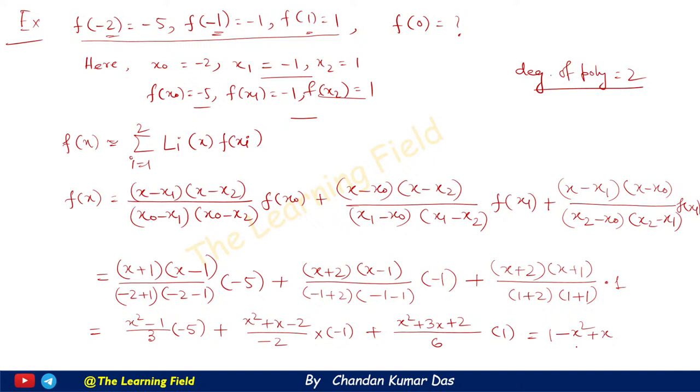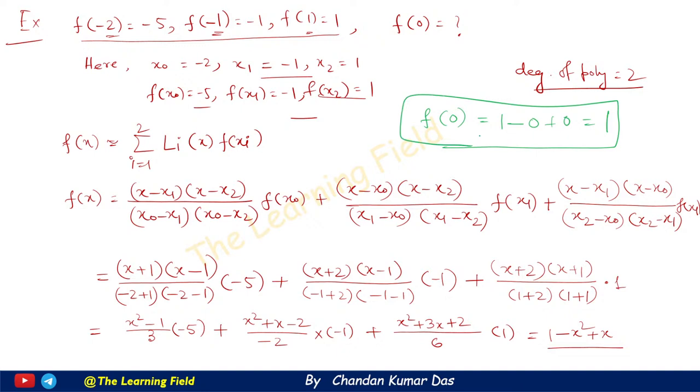Now, we can find any values. So, we have to find the value, that means f(0), this is equal to 1 − 0 + 0, so this is equal to 1. So, f(1), the value of this is equal to −1. I think you can understand this example. So, this is the application of Lagrange interpolation.